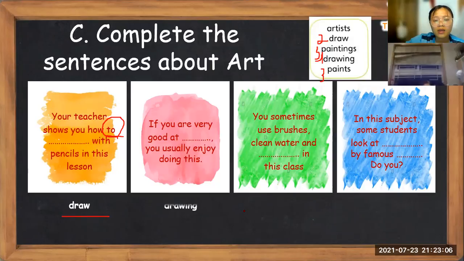Number 2. If you are very good at drawing, you usually enjoy doing this. Okay. Good at cộng phải đi với một danh từ. Mà draw ở đây lại là gì? Động từ rồi. Nhìn giúp cô, draw đây là động từ. Thì ở đây là good at, giỏi ở một cái vị trí gì đấy, thì chỗ này chúng ta sẽ thiếu một cái danh từ. Cái danh từ ở đây chính là cái drawing. Còn cái draw là động từ mà là vẽ mà. The drawing này là vẽ tranh, là danh từ.